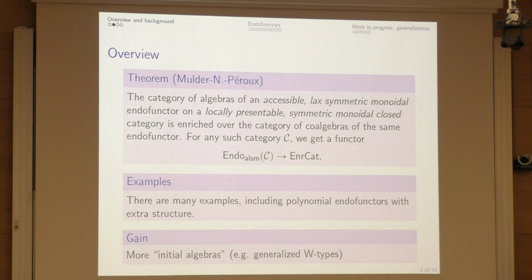And so we generalize the notion of W types by generalizing the notion of initial algebras, not exactly as an instance of a weighted limit or colimit, but very similar to that.